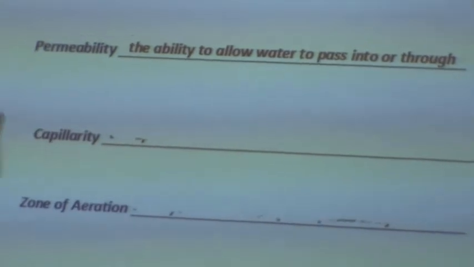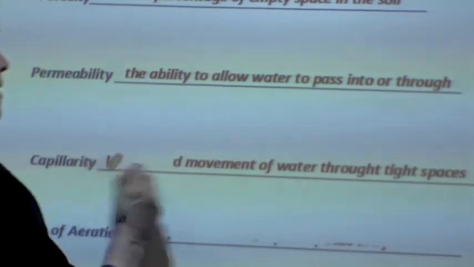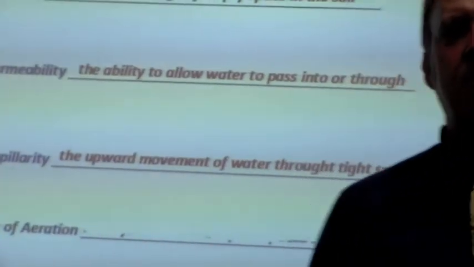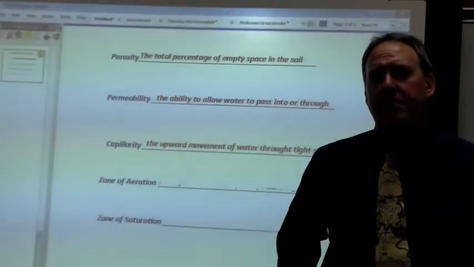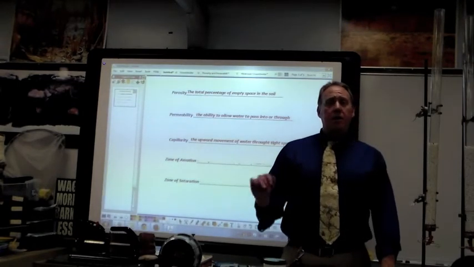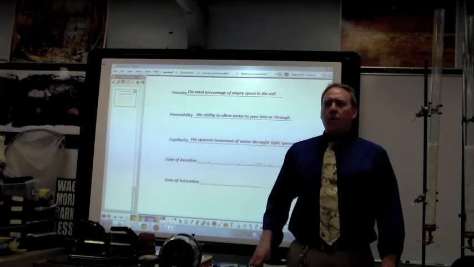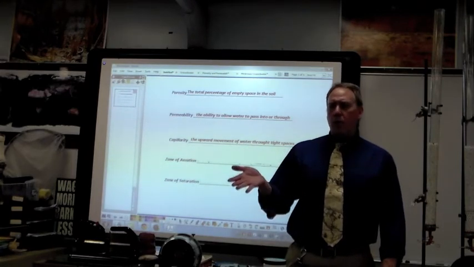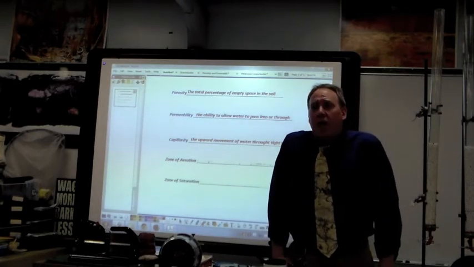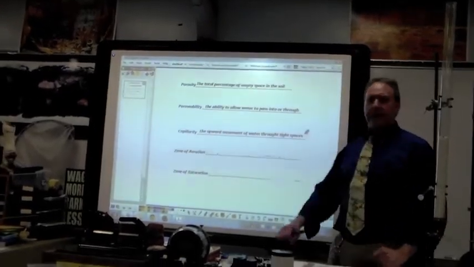Capillarity is the upward movement of water through the soil. Upward movement. If you've ever seen a paper towel dip into a spill, you'll sometimes notice that the water creeps upward in the paper towel. If you've ever done chromatography and put a piece of chromatography paper in a beaker and watched the water climb up through the paper, or if you've seen a towel touching water and water climb up into that towel, you've seen capillarity. Capillarity is the upward movement of water through tight spaces.